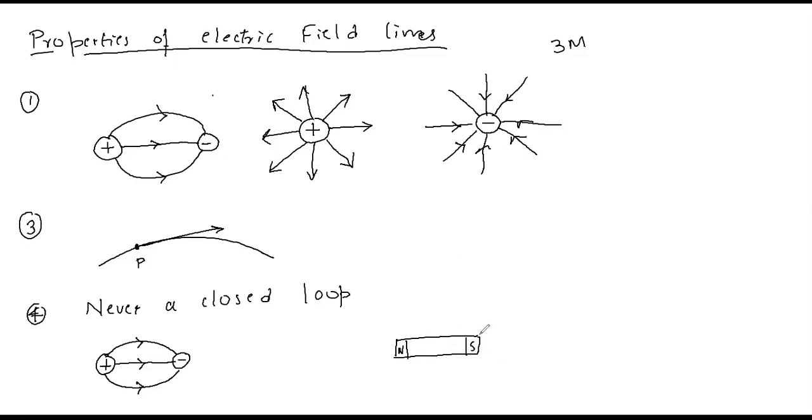Now what happens? The magnetic field lines are moving from north to south outside the magnet, whereas inside the magnet, they are moving from south to north. Outside the magnet, they are moving from north to south, whereas inside the magnet, the magnetic field lines are moving from south to north.